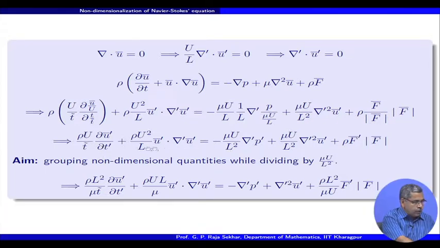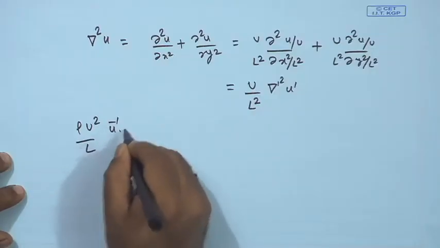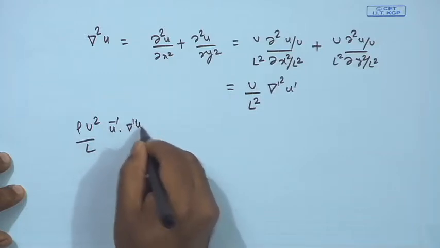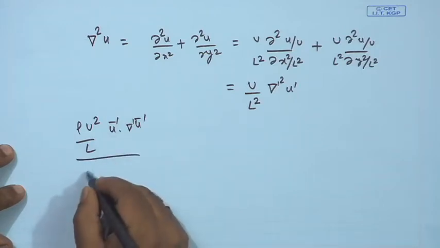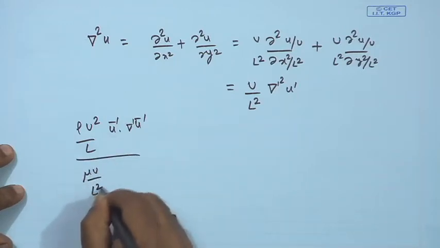Now, what is our aim? We would like to get the non-dimensionalized groupings. In order to do this, we divide throughout by mu u by L square, which is common here. So, we take it to the other side and divide by this. For example, rho u square L, I am considering the convective term, we are dividing by mu u by L square.